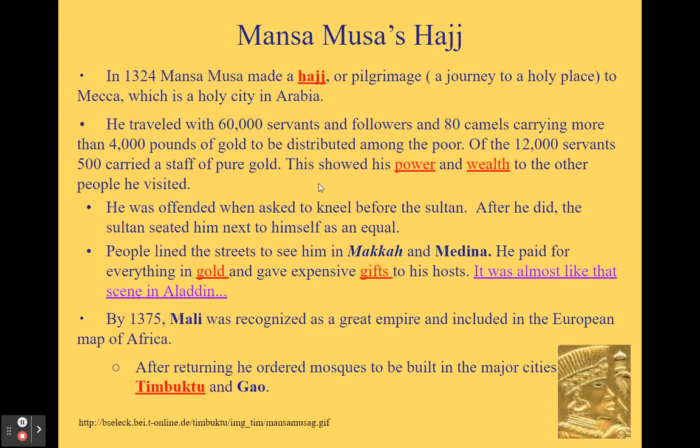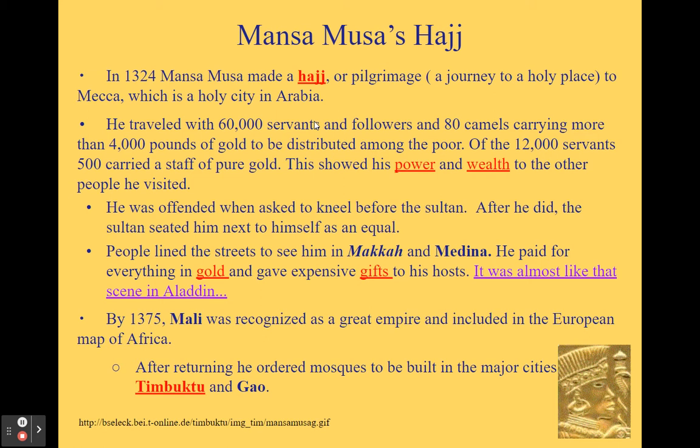Now, super duper important here. In 1324, Mansa Musa made a Hajj, or a pilgrimage. That is a journey to a holy place, to Mecca, which is the holy city in Arabia. Remember, because Mansa Musa is a Muslim, Mansa Musa goes to Mecca. He has to go to Mecca once in his lifetime in order to pay his respects to Muhammad and Allah.